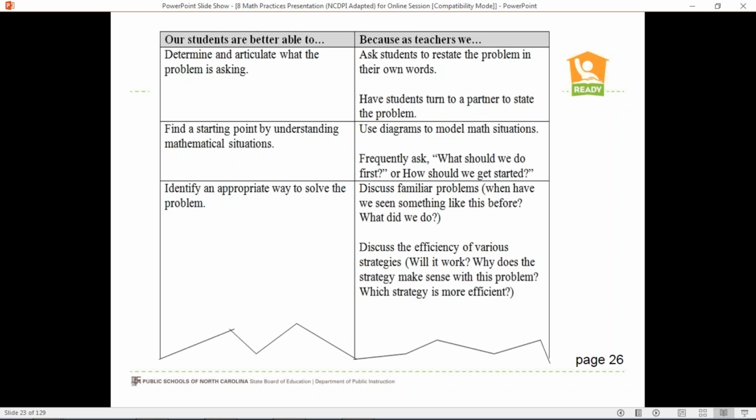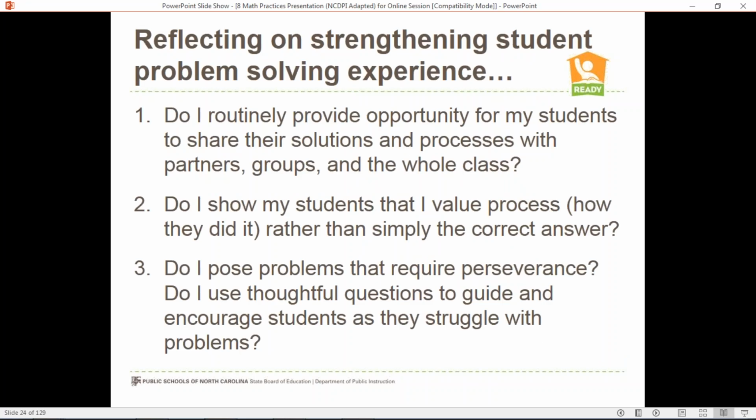How can I make it a simpler problem? How can I make this make sense to me? So none of these things are earth-shattering, but they are things that on a day-to-day basis we can ask ourselves: are we doing this for our kids to help them achieve making sense and problem solving? So just some personal reflection questions. Do we give our kids the time and the space to share what they did, to share their solution and their process?